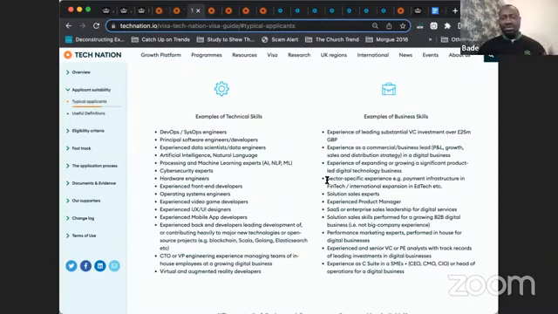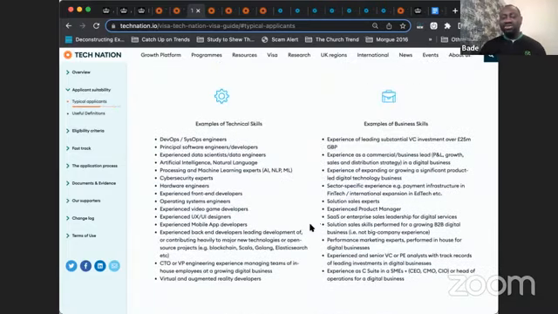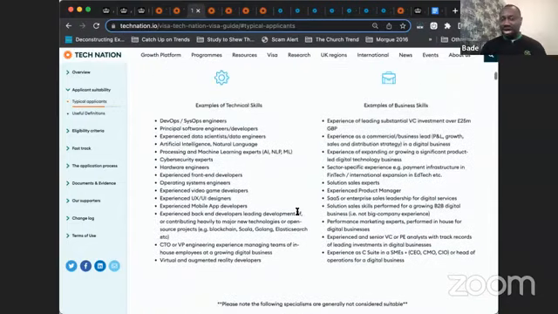So we've got DevOps and SysOps, we've got hardware engineers, we've got operating system engineers, we've got UI/UX designers, and several other technical skills. Please bear in mind that this is not by any means an exhaustive list of skills, and it is clearly written here to say that fact.